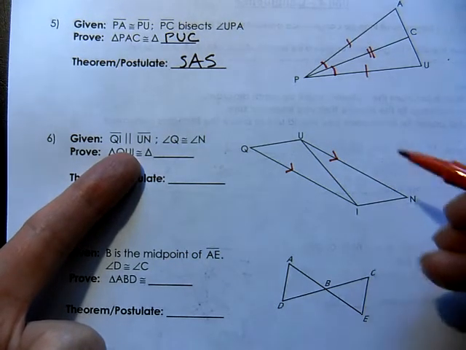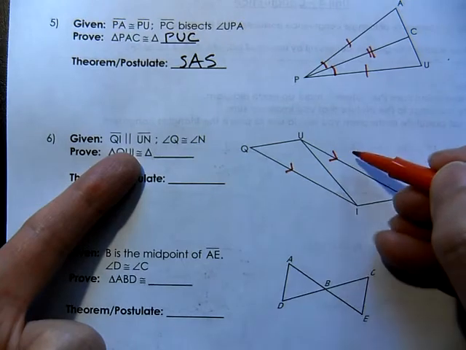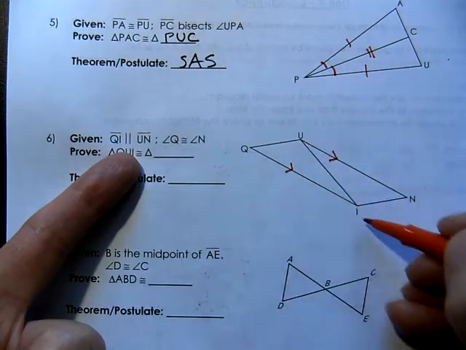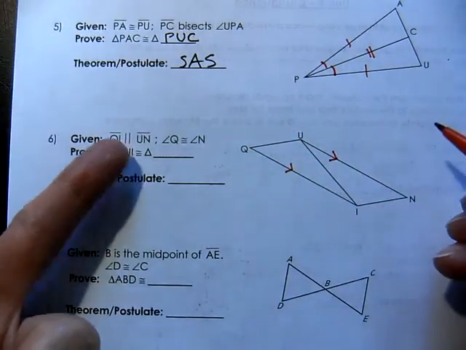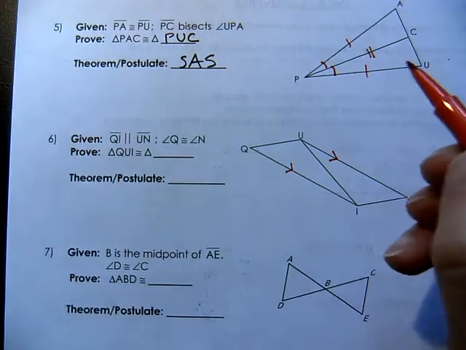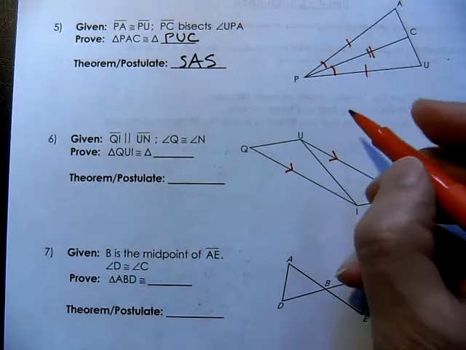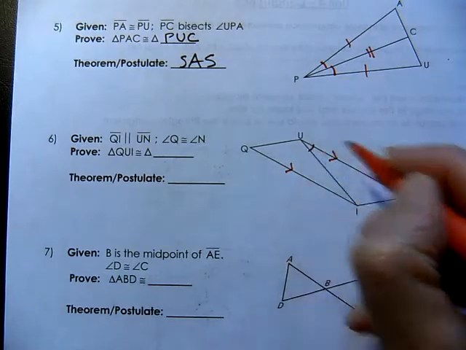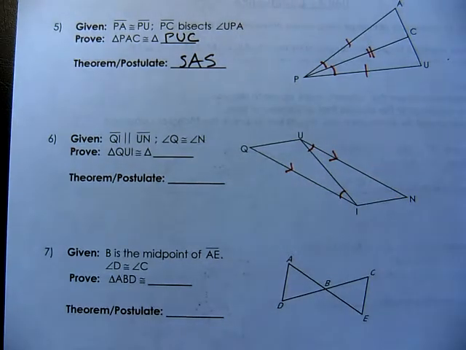So we need an angle that is going to touch the parallel line and is going to touch the transversal. So from this first piece of given information, we can see that the angles that we're looking at are going to be these alternate interior angles.